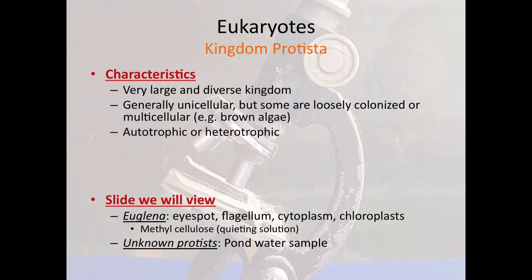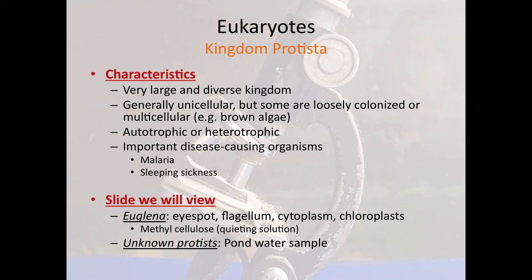They can be autotrophic, producing their own foods, or heterotrophic, meaning that some of these one-celled organisms are swimming around in the muck and eating each other. And some protists are important because they transmit or carry terrible diseases like malaria and sleeping sickness. If you haven't had malaria, that's a good one to not get. Pretty bad stuff. Today we might be seeing some euglena, and there will be some unknown protists swimming around in an example of pond water. Your job will be to take the pond water, find something swimming around in it, and then try and identify it.